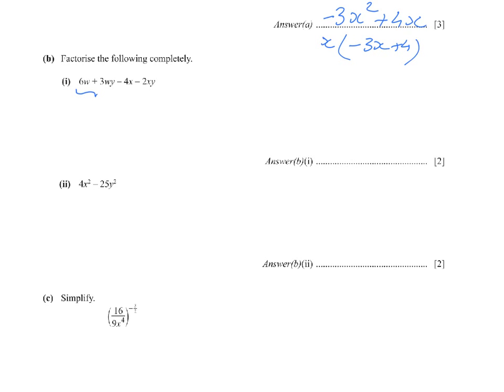So I'm going to look at group 1, and I'm going to look at group 2, and I'm going to look at the common factor. In group 1, the highest common factor is 3w. So I'm going to take that out. Then I'll have left 2 plus y. Now I need to get the same thing in my brackets for my other group. If I take out the highest common factor here, I need to get the same 2 plus y.